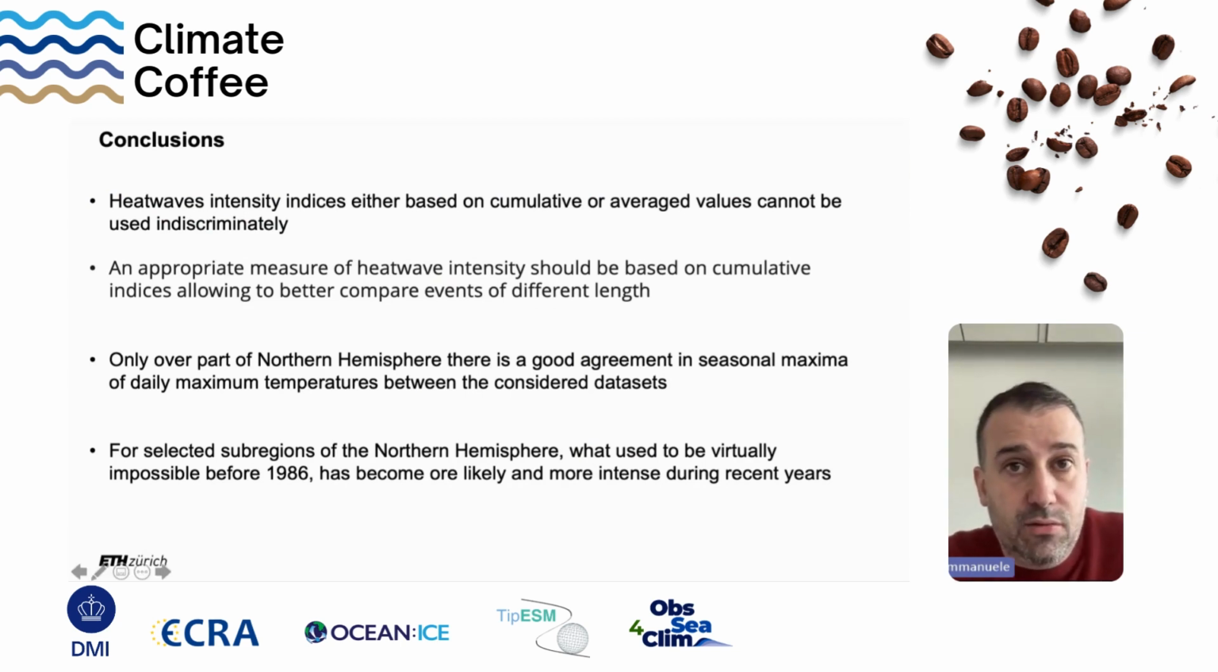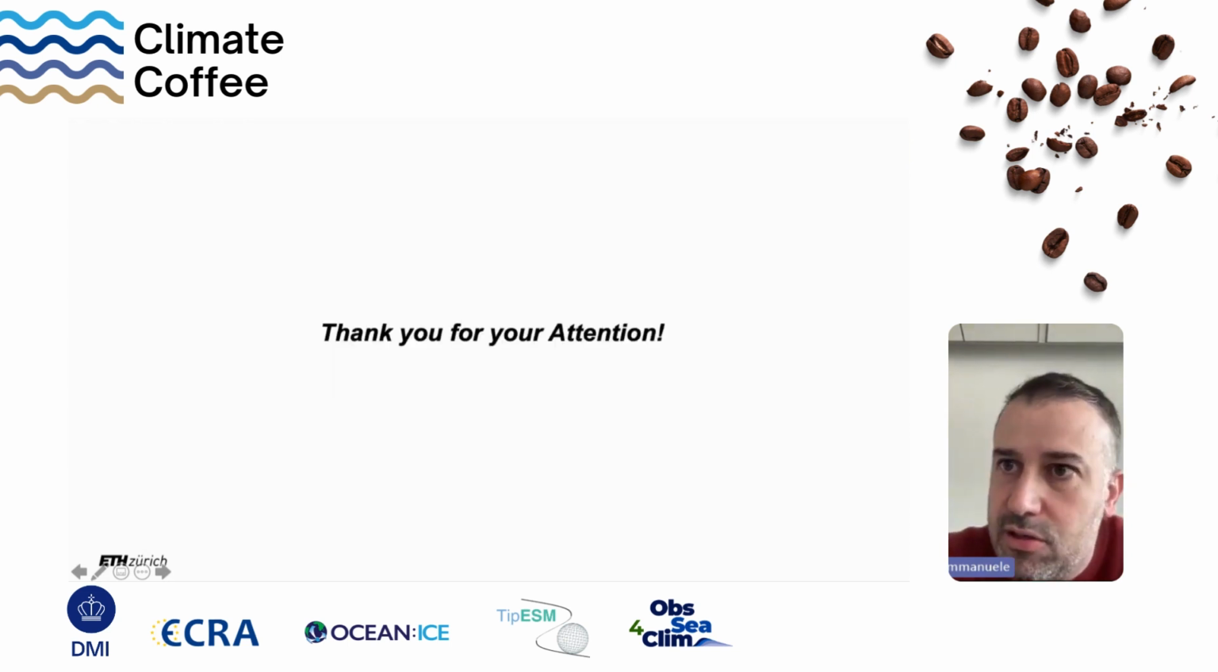Again, we suggest preferring a cumulative metric for assessing the intensity of heat waves. We have seen that the two families of metrics might lead to different results. So we must be careful when we use, in particular, average intensity for determining any trend in heat wave intensity. We have seen that ERA5-Land is, we think, reliable only over selected regions of the Northern Hemisphere. And then, as I said in my last slide, we have seen these nice or scary trends in heat wave intensity that are partly known in recent literature. Yeah, and with this, thank you very much for your attention.